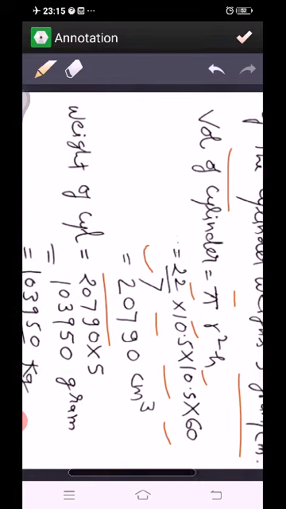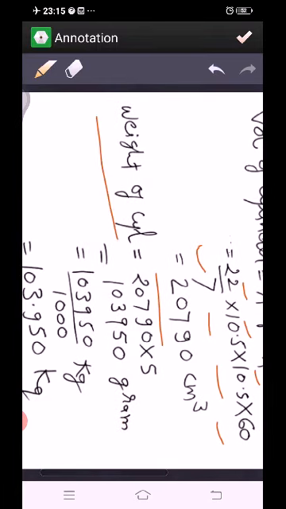Now we know that the weight of the cylinder will be volume into its density. Density given 5 gram per centimeter cube. The weight of 1 centimeter cube of metal is 5 gram. So the weight of 20,790 centimeter cube will be multiplied by 5. So we get 103950 gram. This is the total weight in grams. Now divide by 1000. So we get 103.950 kilogram. That is the weight in kilogram.